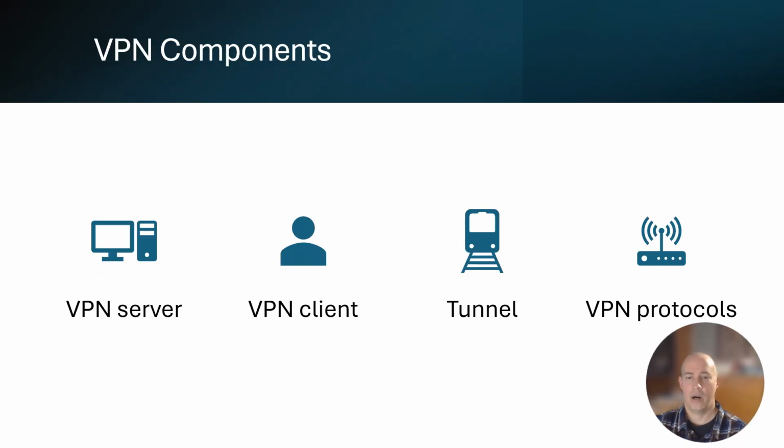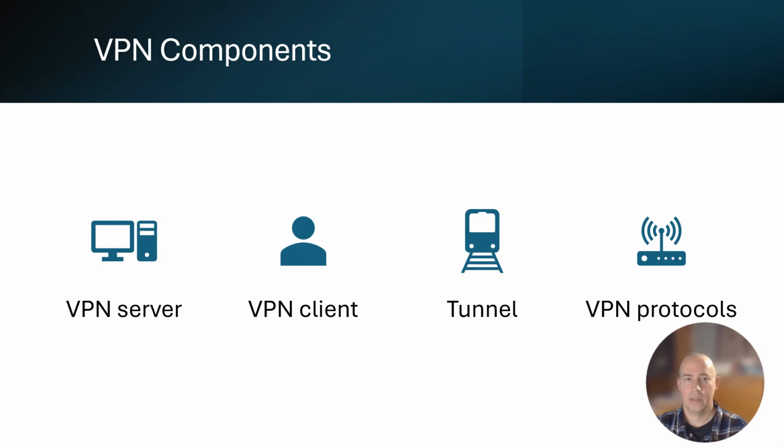And there are four main components of a VPN. We have the server, client, tunnel, and the protocols. The server basically handles the VPN connection from the client, and the client is the router or software endpoint that initiates the connection. Usually it's software on the end device, on a phone, whatever remote device that the user needs to use it on.